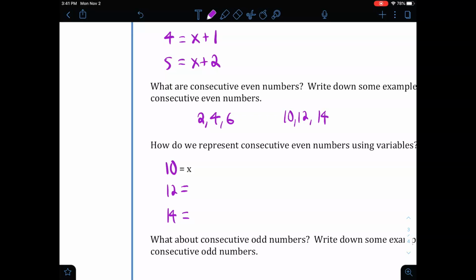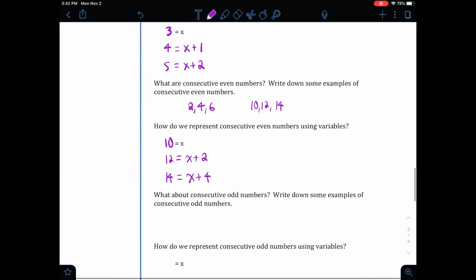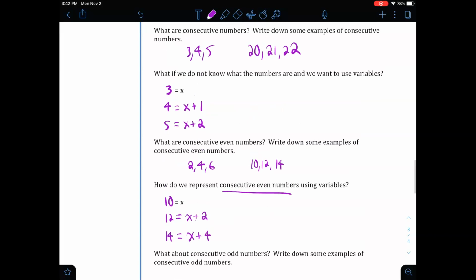So how do we get from 10 to 12? If 10 is x, 12 is going to be x plus what? It's x plus 2. And then we have 10 to 14. If 10 is x, then 14 is x plus what? X plus 4. So that's the pattern for consecutive even numbers. Up here was consecutive.